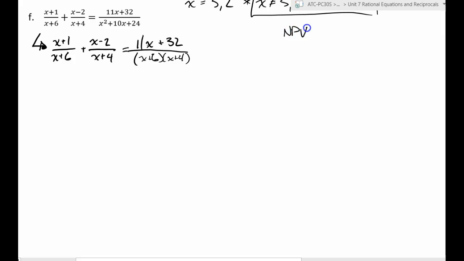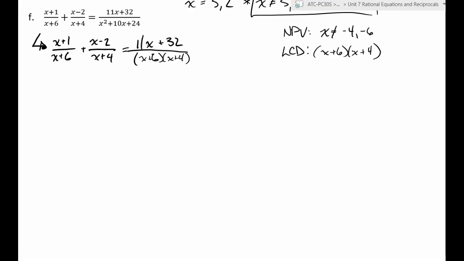That's going to make our life a lot easier when we look for a common denominator. So our non-permissible values, if you're getting good at this, you can already pick them out, are going to be that x can't be -4 or -6. Again, you can follow the process that we've been doing so far. My lowest common denominator actually includes both smaller ones, so I get to just say x plus 6, x plus 4, and that's what I'm going to multiply by.